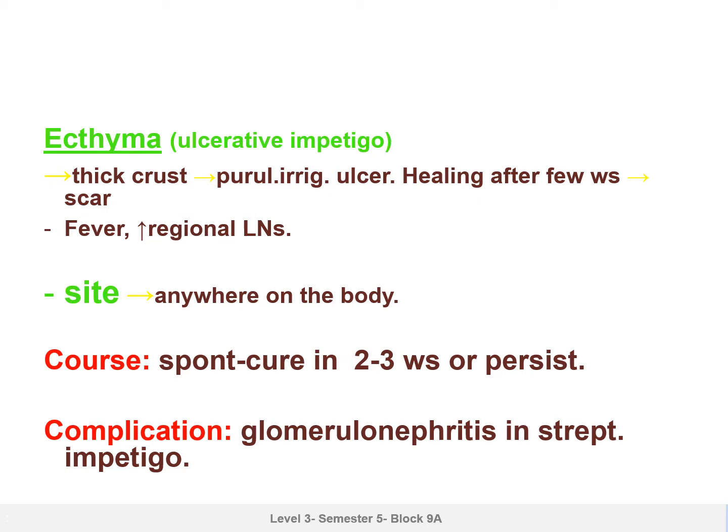Course of the disease. This slide includes the course and complications of impetigo generally. Regarding the course, there is spontaneous cure in 2 or 3 weeks if the patient is immunocompetent, or it may sometimes persist and improve with treatment. Complications include glomerulonephritis, especially in cases of impetigo caused by streptococcal infection. You can know the causative organism by culture from the pus of the lesion.